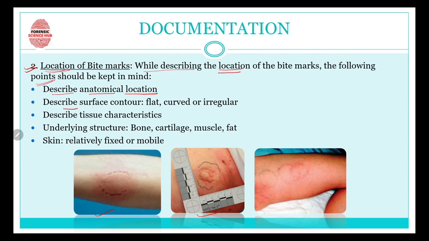Then describe the surface contour, that is, whether the surface is flat, or curved, or irregular. Then describe the tissue characteristics as you are able to see. Then underlying structures have to be mentioned, whether it is bone, cartilage, muscle, fat. Then you have to tell whether the skin is relatively fixed or mobile in that place.